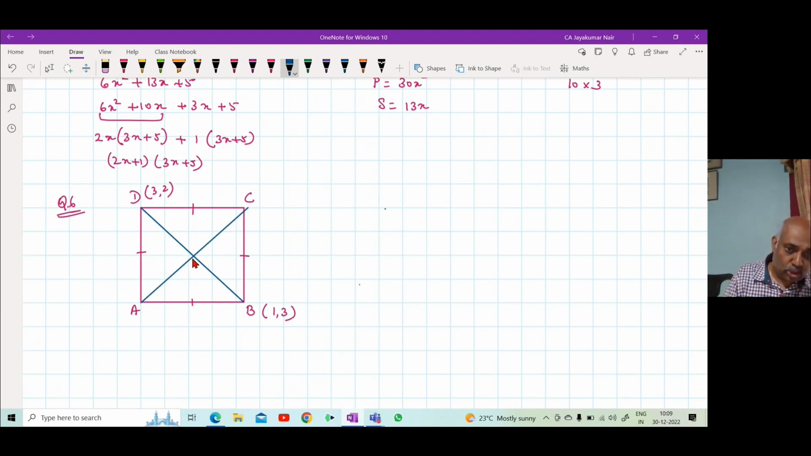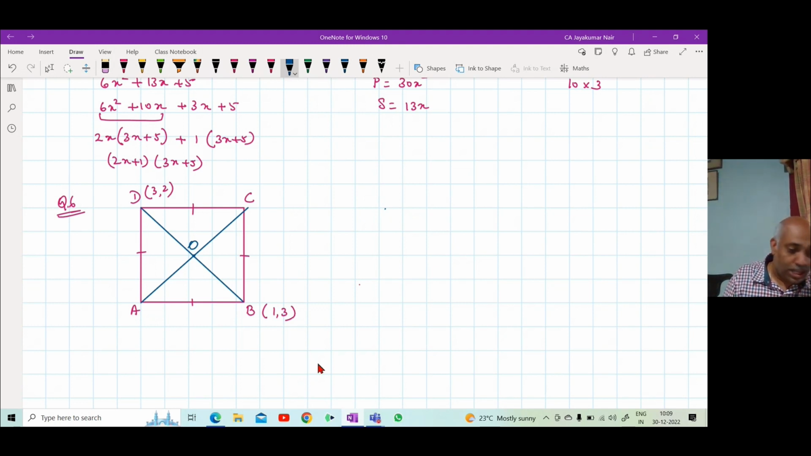You know that in a square, the diagonals intersect each other. They will bisect each other. Bisect means this portion will be equal to this and this portion will be equal to this. And this will be 90, 90, 90, 90. Okay, so we can find out what is the midpoint of this point. Supposing the midpoint, I name it as O.